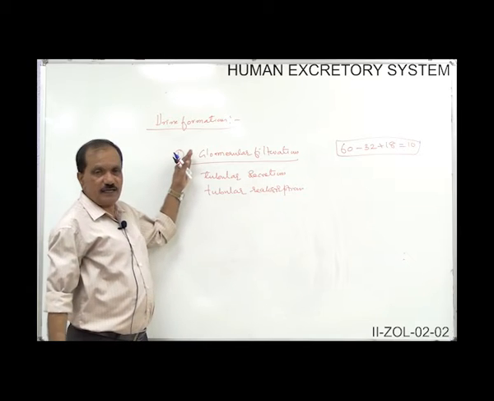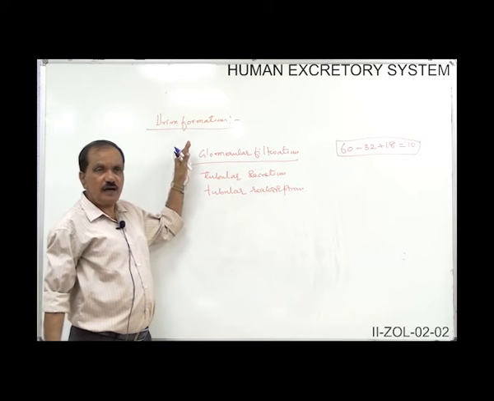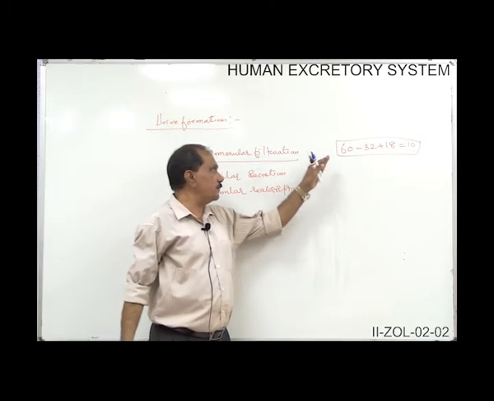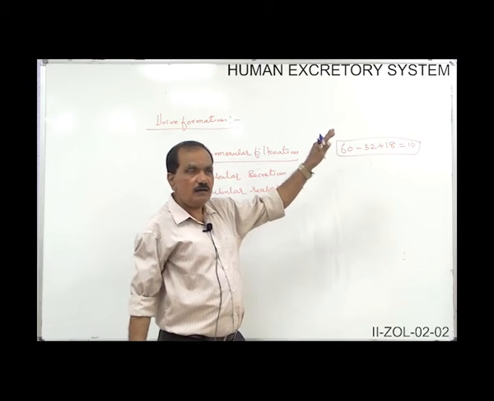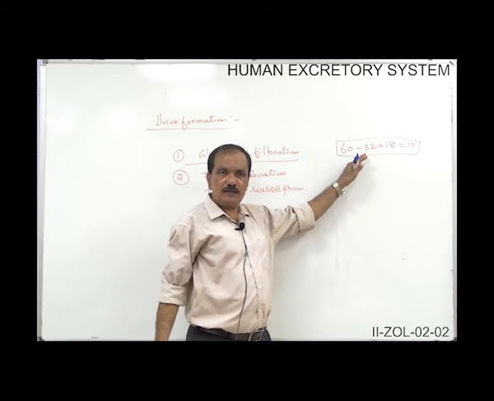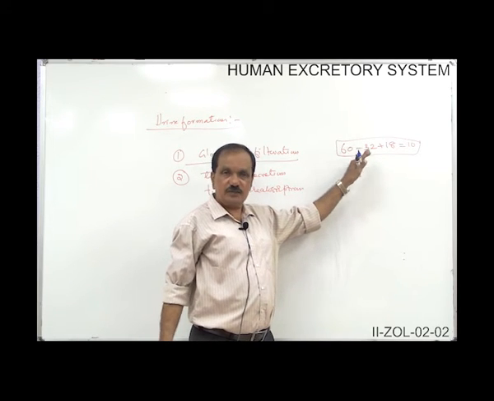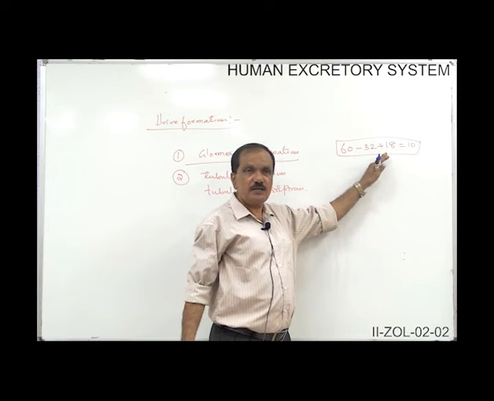Dear students, in the case of the glomerular filtration, the pressure with which the blood is coming in the afferent renal arteriole has a hydrostatic pressure of 60, whereas the glomerular network of blood vessels has a colloidal osmotic pressure of 32, and the hydrostatic pressure of the Bowman capsule is 18.